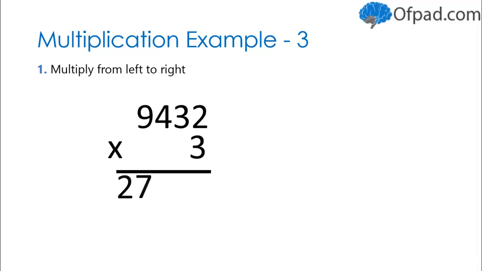9 into 3 gives 27. 4 into 3 gives 12. Carry over the 1, so the 7 becomes 8. 3 into 3 gives 9. 2 into 3 gives 6. And the answer is 28,296. If you got your answer wrong, don't worry. Just revisit the techniques and examples we covered in this lecture. If you have any queries or clarifications, post it in the discussion section.